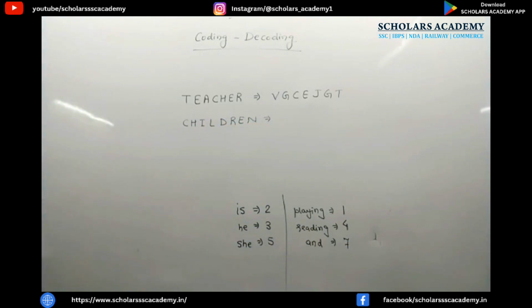So what is happening over here? Plus 2 in all the letters. Here T becomes V, E becomes G, and so on. So this is a direct simple question of adding 2 to all the letters. Understood?